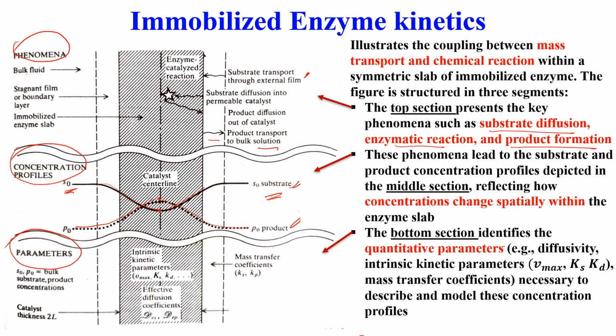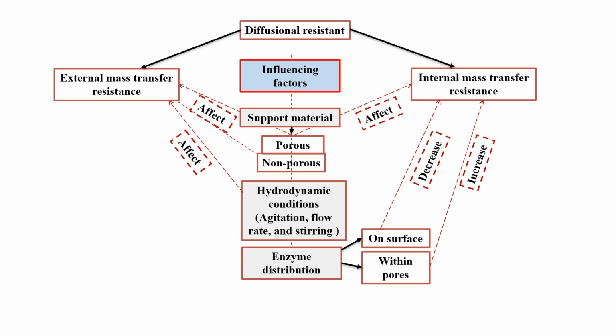Then the bottom section says quantitative parameters like diffusivity, Vmax, Ks, mass transfer coefficient are necessary to describe and model this concentration profile. Means theoretically we should be able to predict this concentration profile using the concept of mass transfer, the mass transfer coefficient Ks and diffusivity coefficient Des. So, the same is summarized here. What are the different influencing factors?